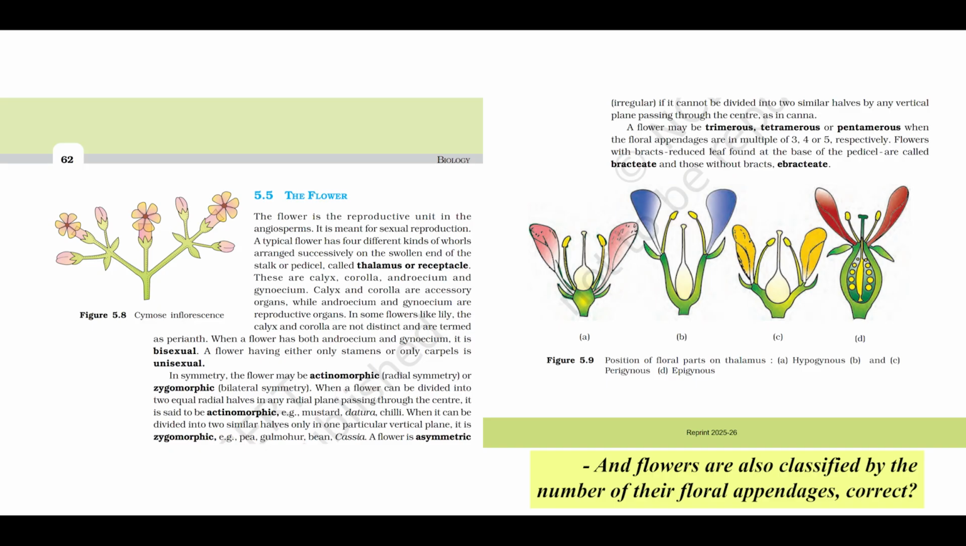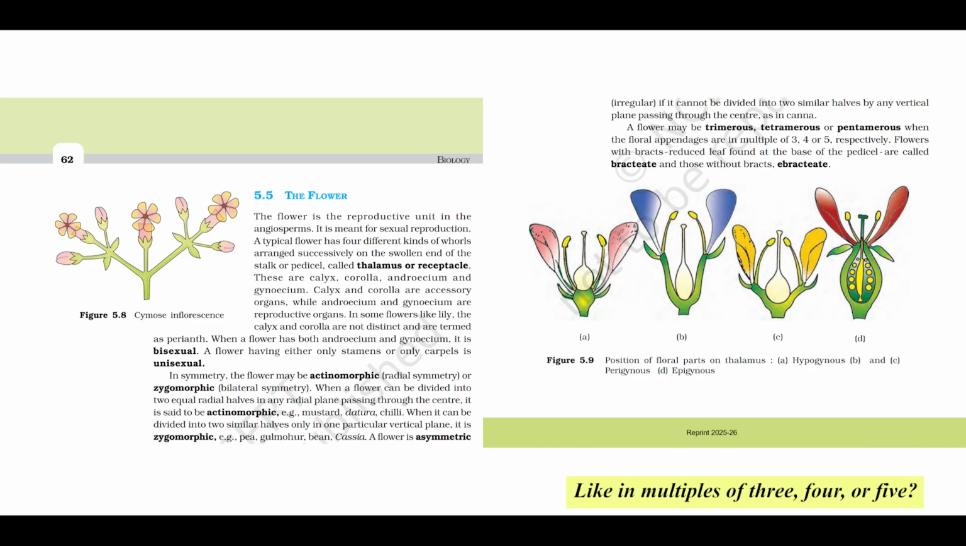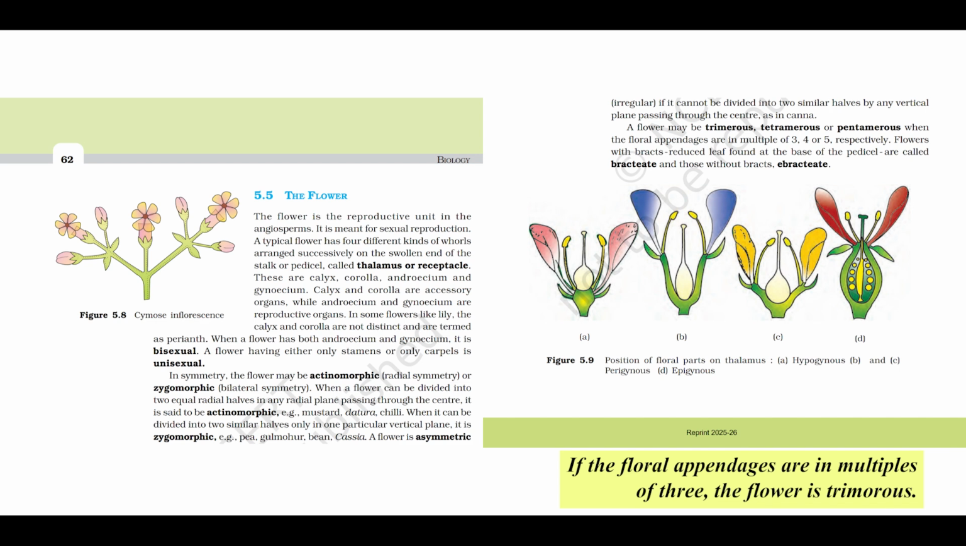And flowers are also classified by the number of their floral appendages, correct? Like in multiples of 3, 4, or 5. Yes, that's another important layer of classification, especially useful for distinguishing major groups like monocots and dicots. Flowers are categorized based on the number of their floral appendages, meaning the sepals, petals, or stamens, appearing in multiples within a whorl. If the floral appendages are in multiples of 3, the flower is trimerous. You commonly see this in monocots, like lilies. If there are multiples of 4, it's tetramerous. Mustard is an example. And if there are multiples of 5, the flower is pentamerous. This is very common in dicots, like hibiscus, China rose, or roses. Trimerous 3s, monocots, tetramerous 4s, pentamerous 5s, dicots.